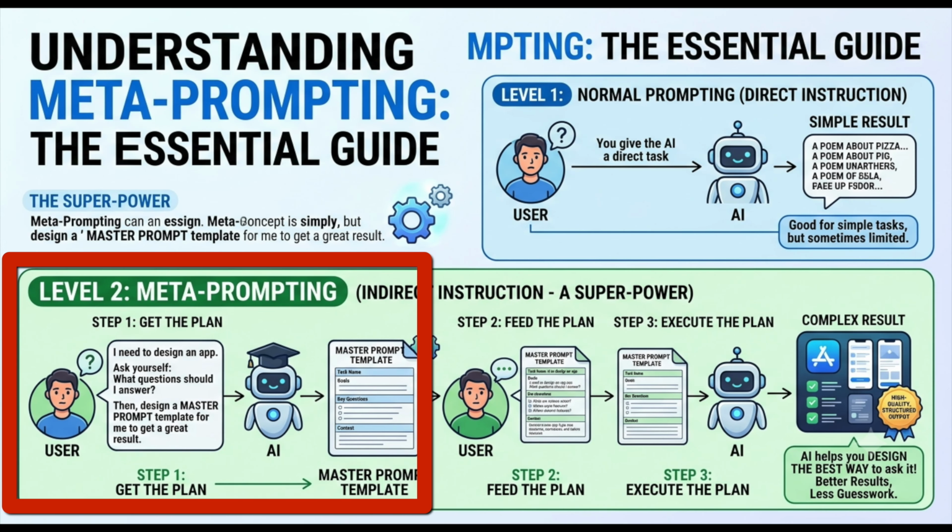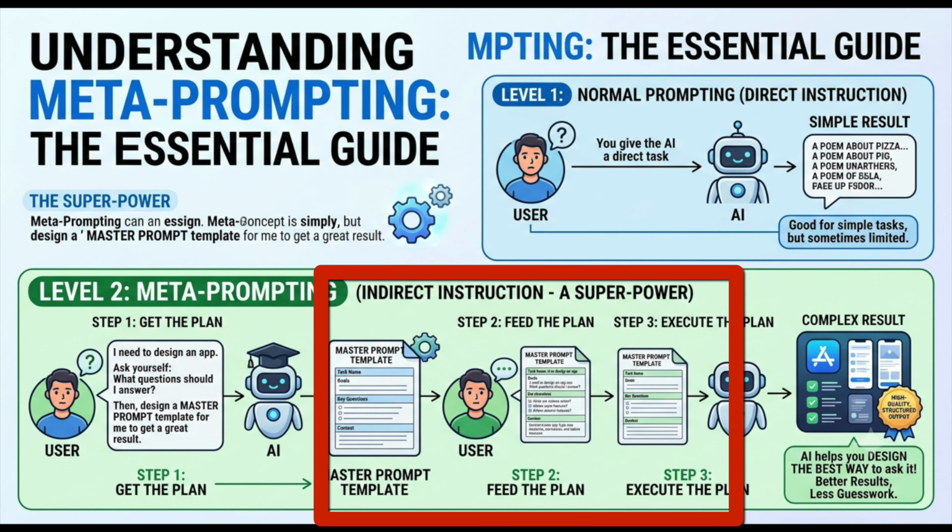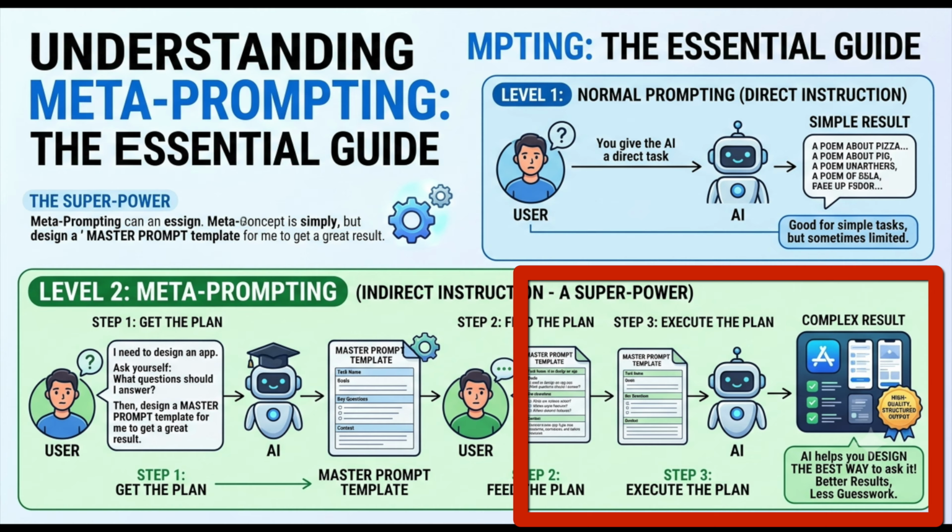What the AI does, instead of building the app right away, is wear a graduation cap and act like a consultant. It creates a master prompt template, a customized checklist of exactly what info it needs to do the job perfectly. Step 2. Feed the plan. What you do, you take that template, fill in your specific details, and feed it back to the AI. Step 3. Execute the plan. What happens? The AI processes your highly detailed template and executes the task.